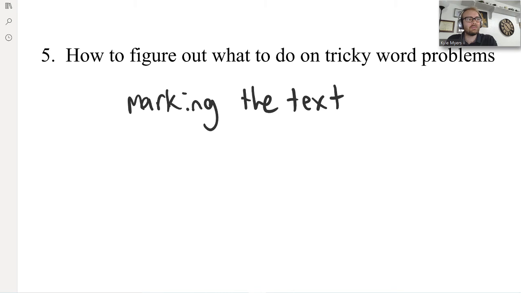I'm sorry, I just hit my lamp over here. How do I mark the text?